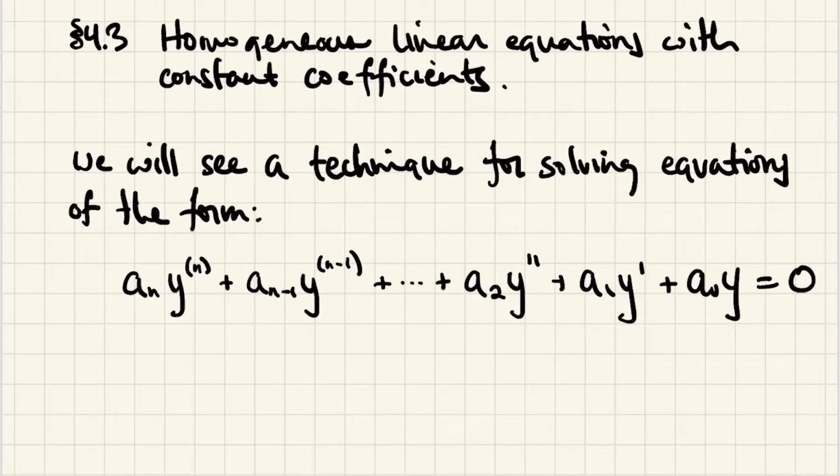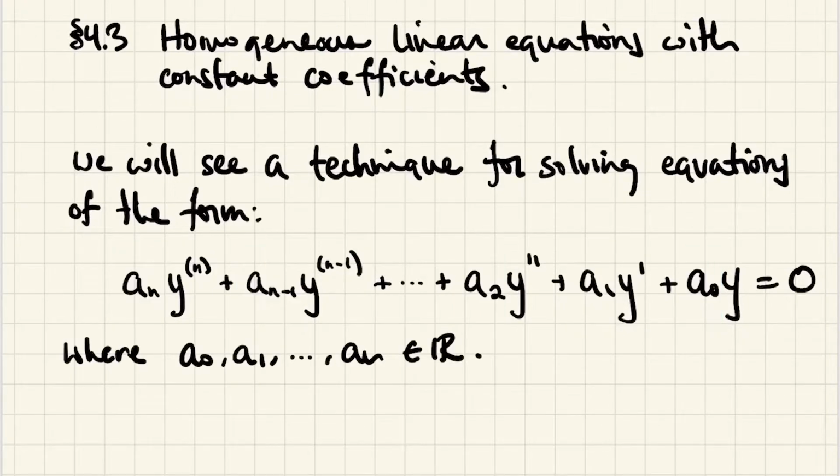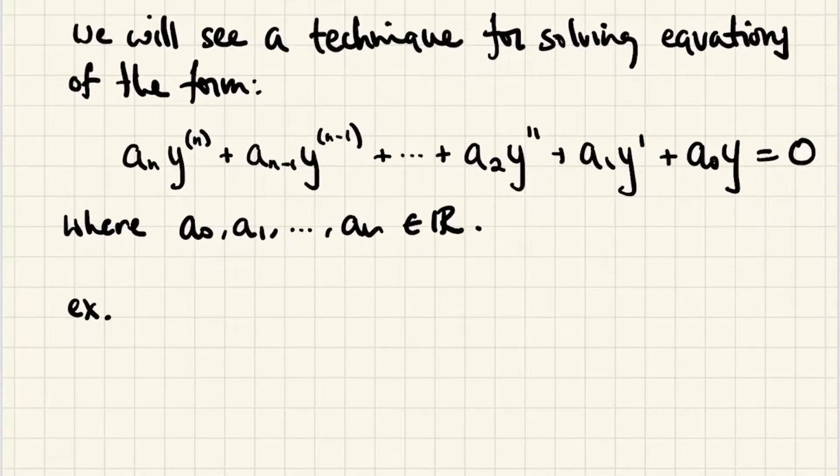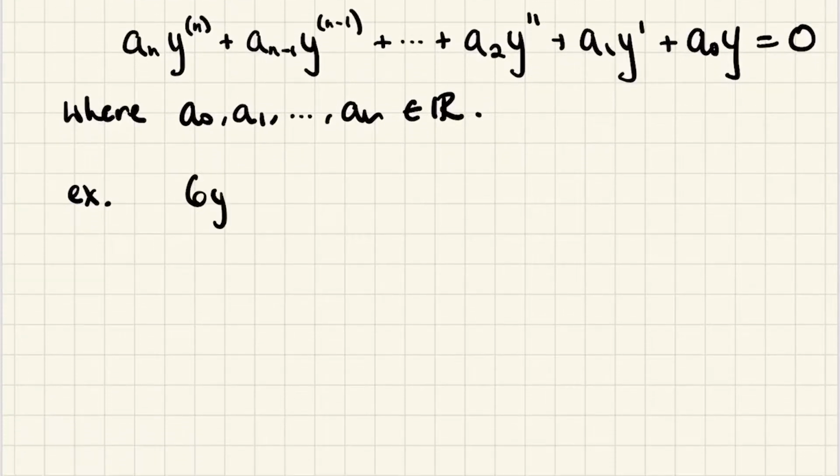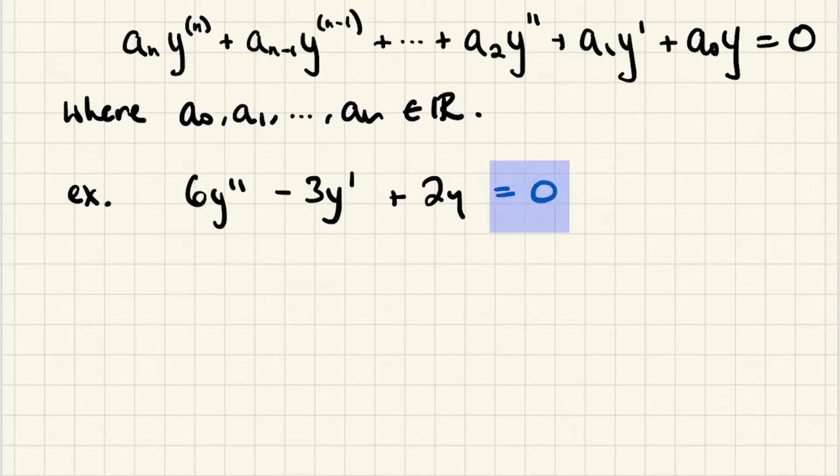Okay, so you can see this has the form of a linear differential equation. It's nth order. It's homogeneous because the right-hand side is 0. And it has constant coefficients, meaning that a0 through an are all constants. So as an example, we have, say, this guy, 6y double prime minus 3y prime plus 2y equals 0. So it's linear, it's homogeneous, and the coefficients are all constants.